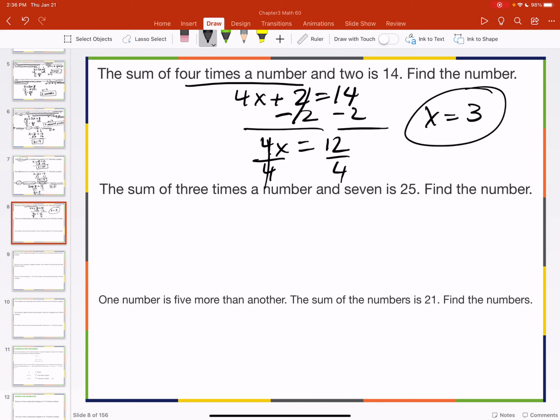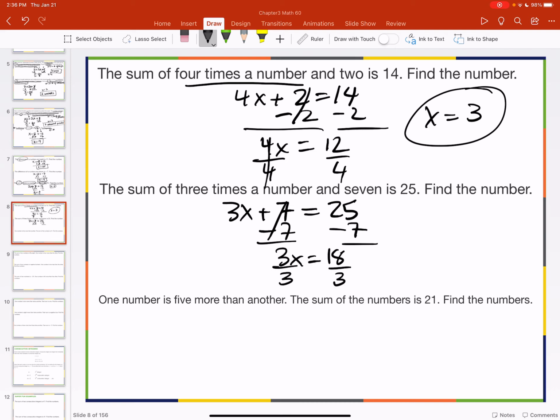The sum of what? 3 times a number and 7 is 25. So find that number. We need to subtract 7 from both sides. So 3x is equal to 18. Divide by 3, divide by 3. We get x is equal to 6.